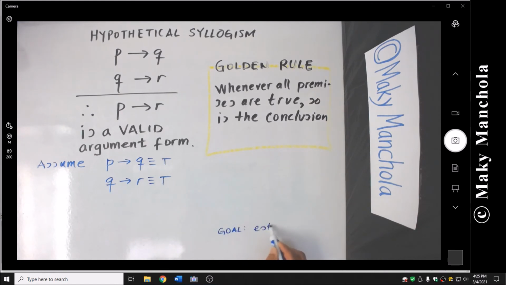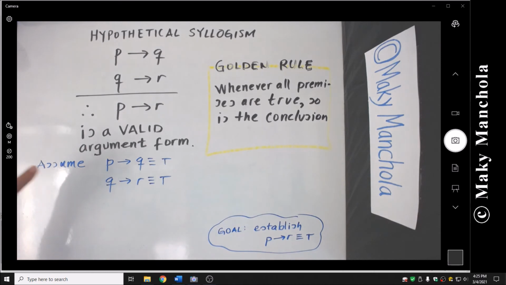Establish that P implies R is also true. That's our goal. Now, there are two possible cases for P here. P could be true or P could be false.